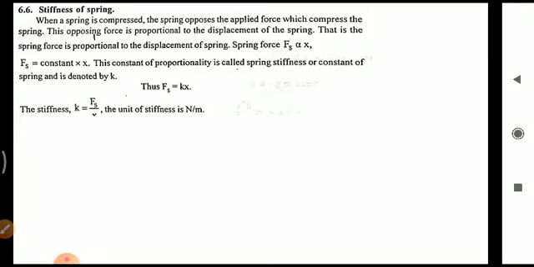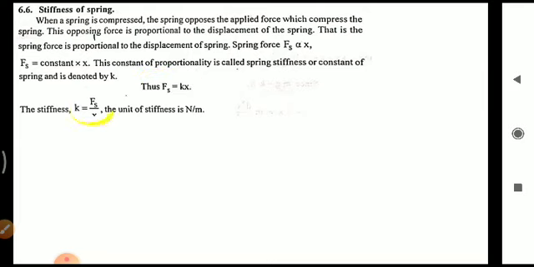When a spring is compressed, the spring opposes the applied force which compresses the spring. The opposing force is proportional to the displacement of the spring, that is, spring force is proportional to displacement of the spring. Okay, so F is proportional to x. This proportionality is replaced by a constant that is called the spring stiffness. Okay, F is equal to K into X.